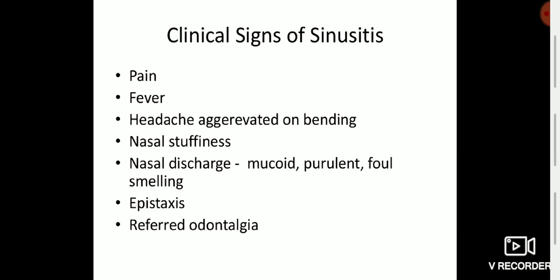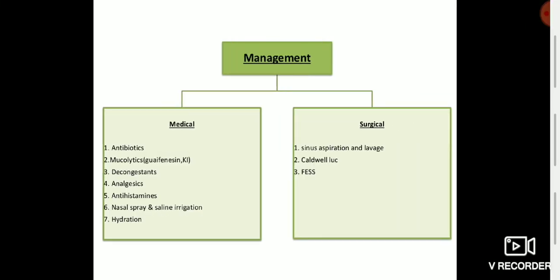Or you have referred odontalgia. Referred odontalgia is nothing but the patient complains of pain in the teeth, that is the maxillary molars, which are present below your maxillary sinus. Coming to the management of maxillary sinusitis.